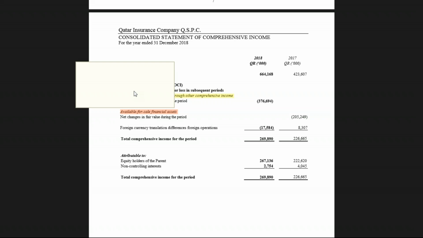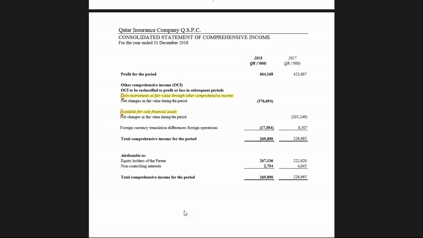So available for sale financial assets. AFS financial assets are FVOCIs and hence are applicable for IFRS 9 impairment exercises. Available for IFRS 9 impairment assessment.